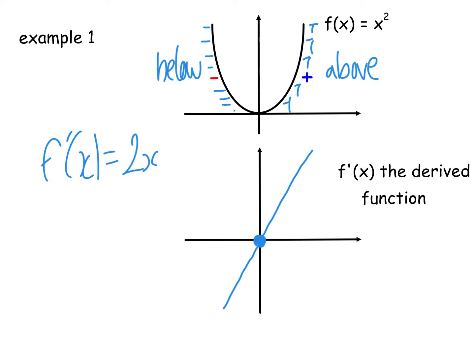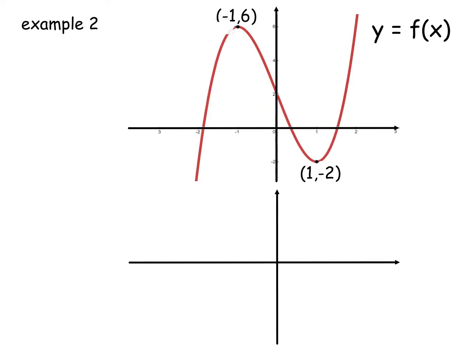Let's have a look at something probably more similar to what you could be asked at higher. So we've got one here now. Notice there's no equation whatsoever. It's completely irrelevant to us. So let's have a look at where our turning points are. We have a turning point at -1, 6. So I'm going to trace down to the same position in my new graph, and I'm going to put a root at -1. And then I've got a turning point at 1, -2. I'm going to trace that down, and I'm going to put a root at 1. So there's the first bit. We've put on where our new roots are.